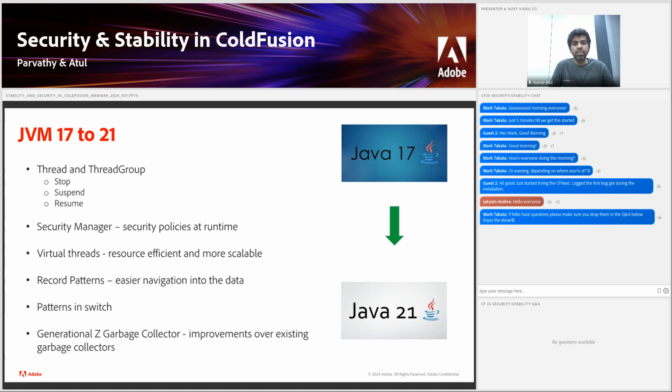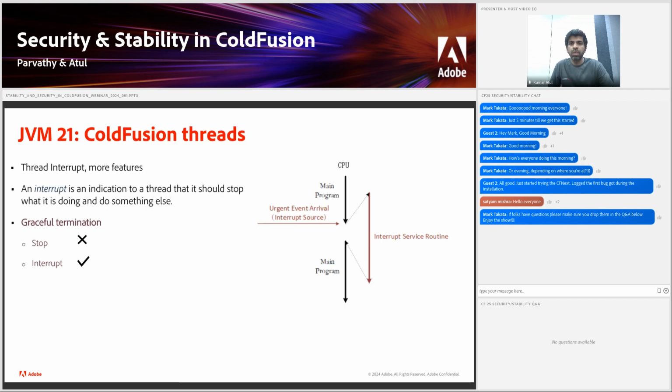So if your class has these kinds of functionalities, you'll be readily able to use them with ColdFusion 2025. We also wanted to mention the same thing we mentioned in the previous slide, that thread interrupt has changed. Instead of a graceful termination stop method, we are now providing an interrupt method. This will be explained in detail in the next set of webinar sessions.